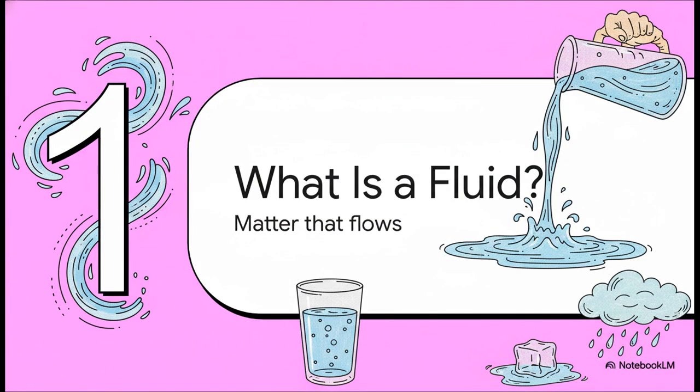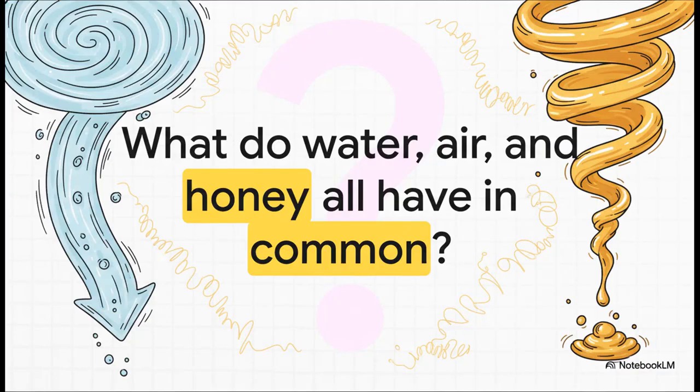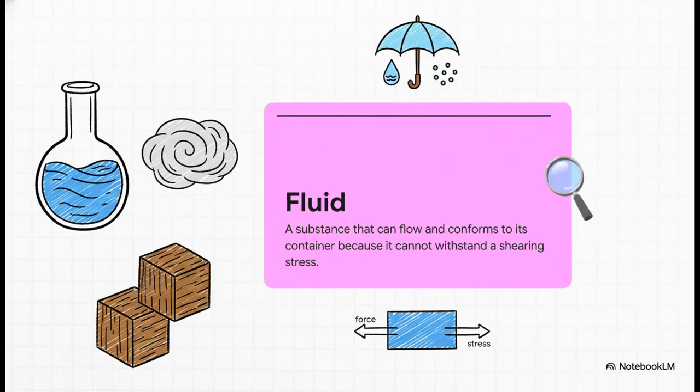All right, first up, what is a fluid? We have to start with the absolute fundamentals of matter that can flow. Okay, let's start with a simple question. You've got water, you've got the air you're breathing, and you've got thick, slow-moving honey. What on earth do they all have in common? Well, in the world of physics, they're all considered fluids. So what does that actually mean? A fluid is basically any substance that can flow and will always take the shape of whatever container you put it in. Now, the key phrase here is that it cannot withstand a shearing stress.